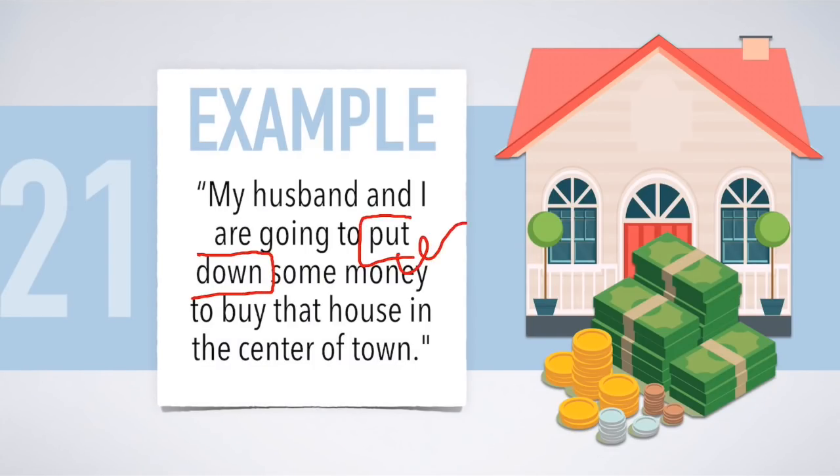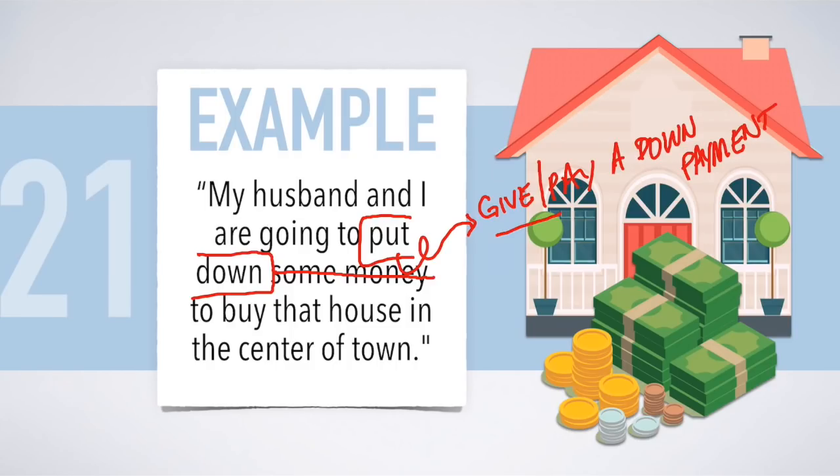Now, another way you can say it in this example is, my husband and I are going to give or pay a down payment. Okay, this is in relation to houses for the mortgage. Pay a down payment to buy that house. So we don't need this if we use this right here. Okay, all right, very good job.